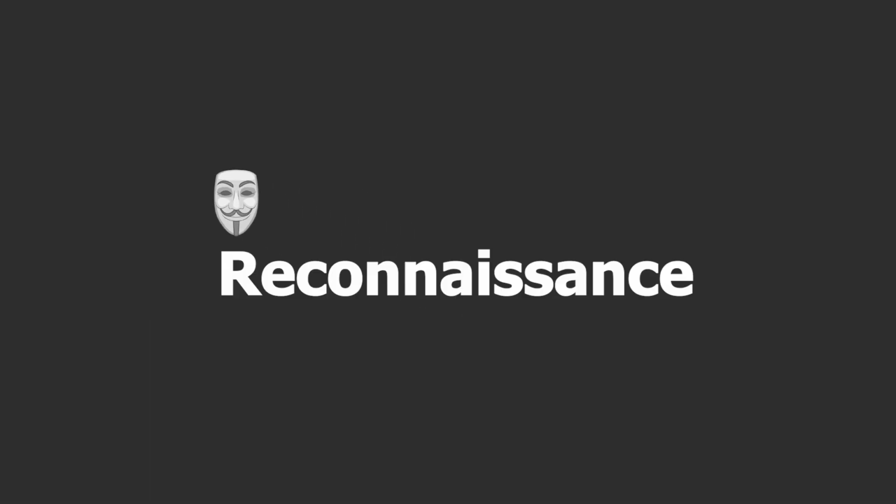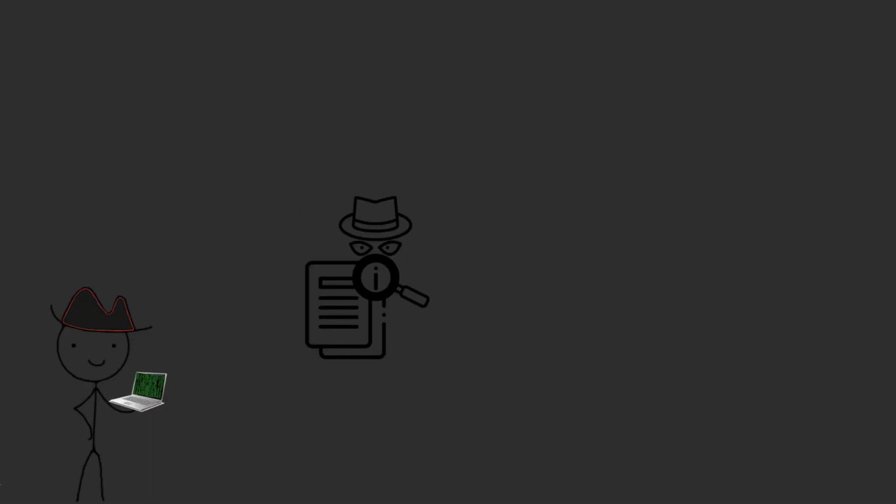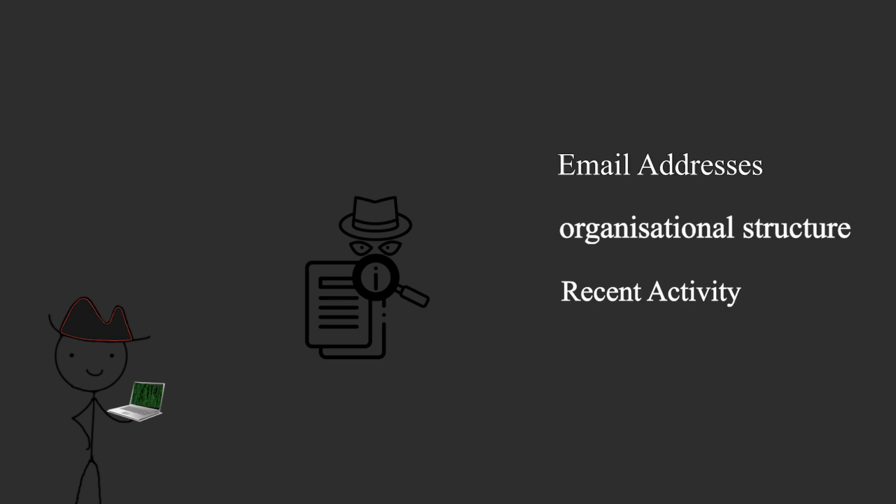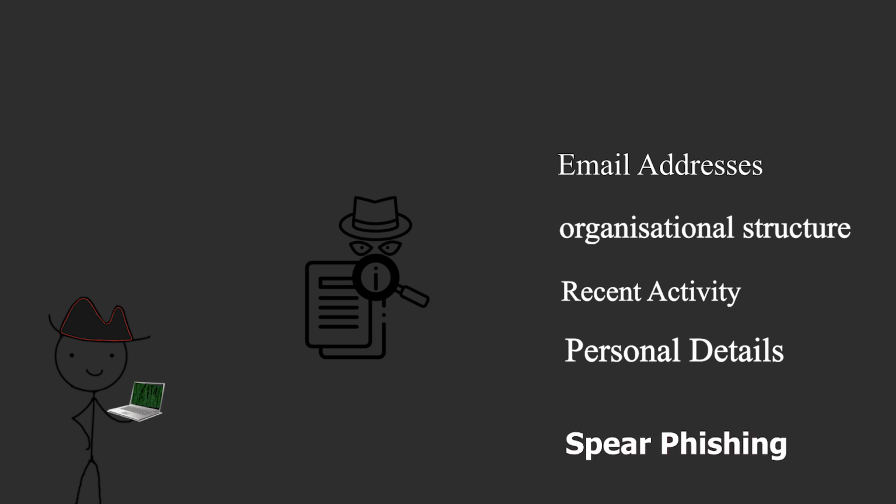An attacker begins with reconnaissance. That's where they collect information about their target, and this may include their email addresses, organizational structure, recent activity, or even personal details available through public sources. This stage is critical, particularly in targeted attacks such as spear phishing.